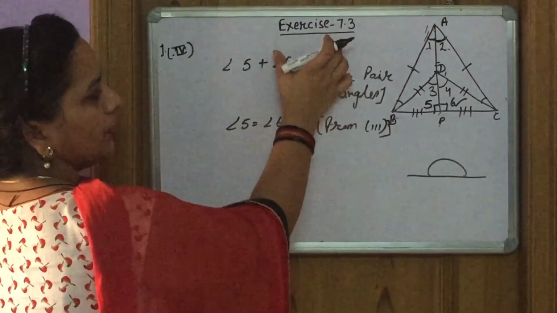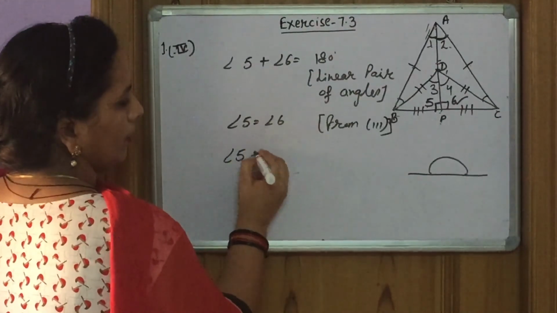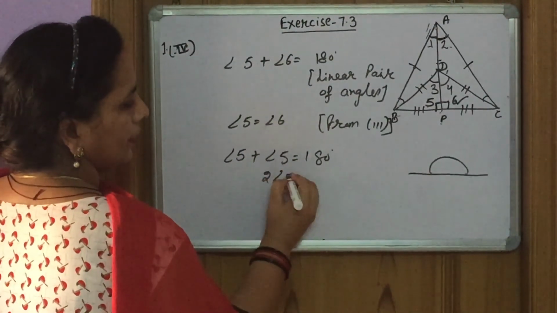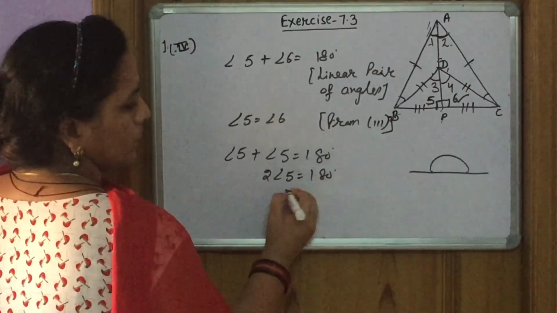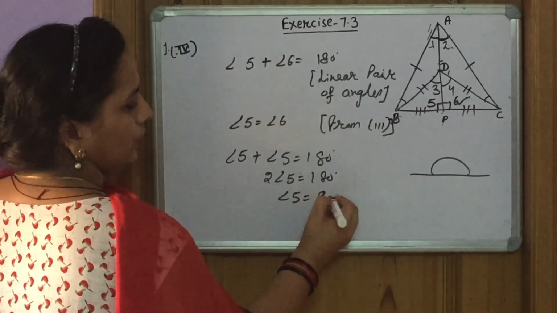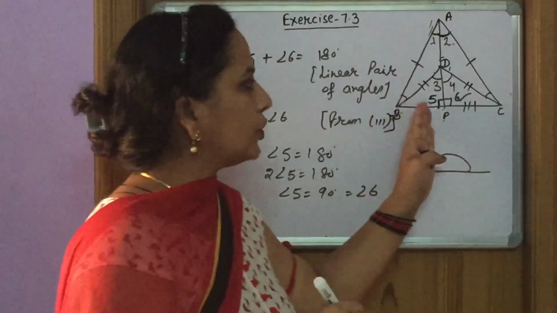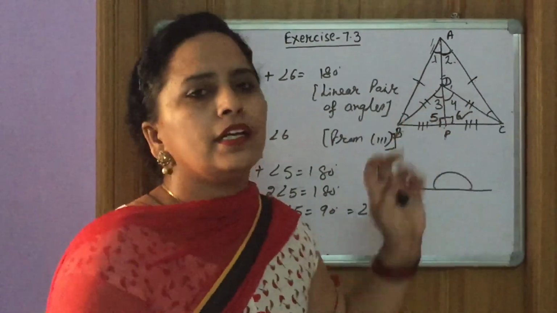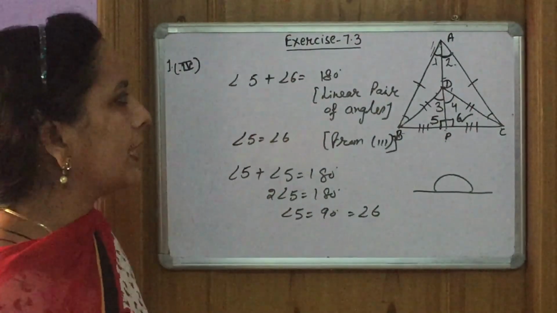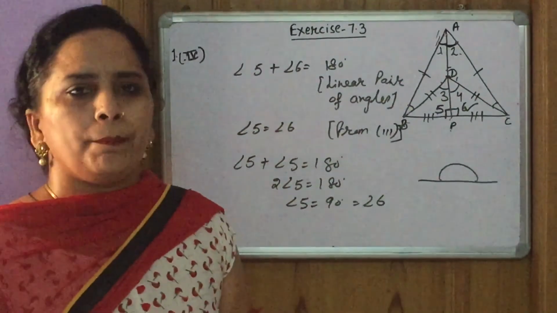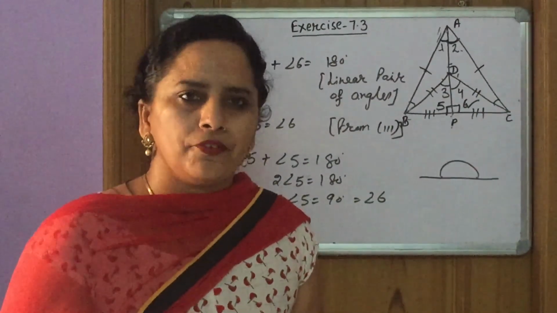Now put the value in this: angle 5 plus angle 5 is equal to 180 degrees. So angle 5 is equal to 90 degrees, which is equal to angle 6. So the value of both of the angles is 90 degrees. So we can say that AP is the perpendicular bisector of BC. This is our question number one. Okay.